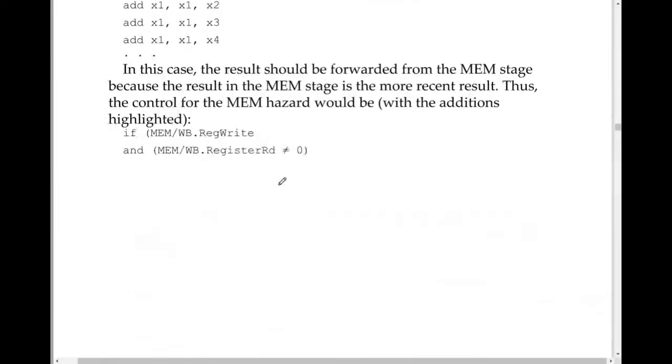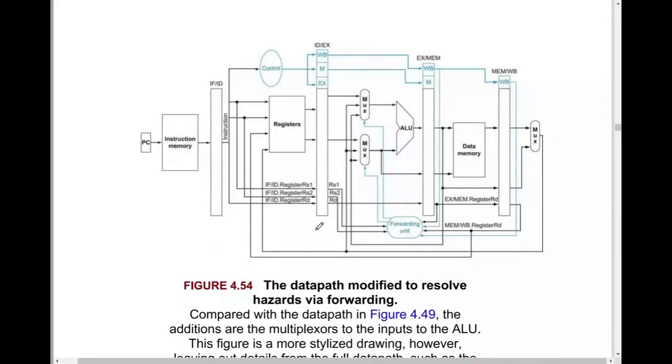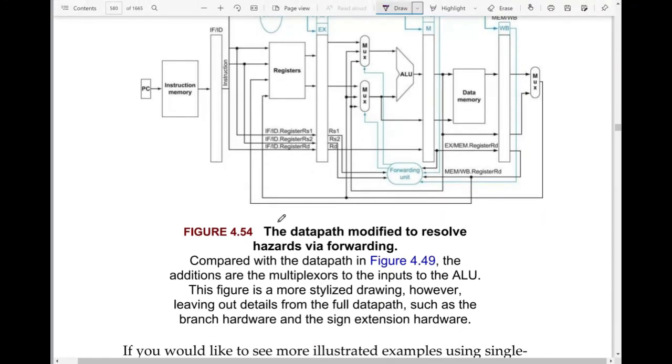Write back result is important because you need to assure that the forwarding is for an R type instruction, because if write back is on, it means that it's an R type instruction. Okay. Read the book, you will understand it.